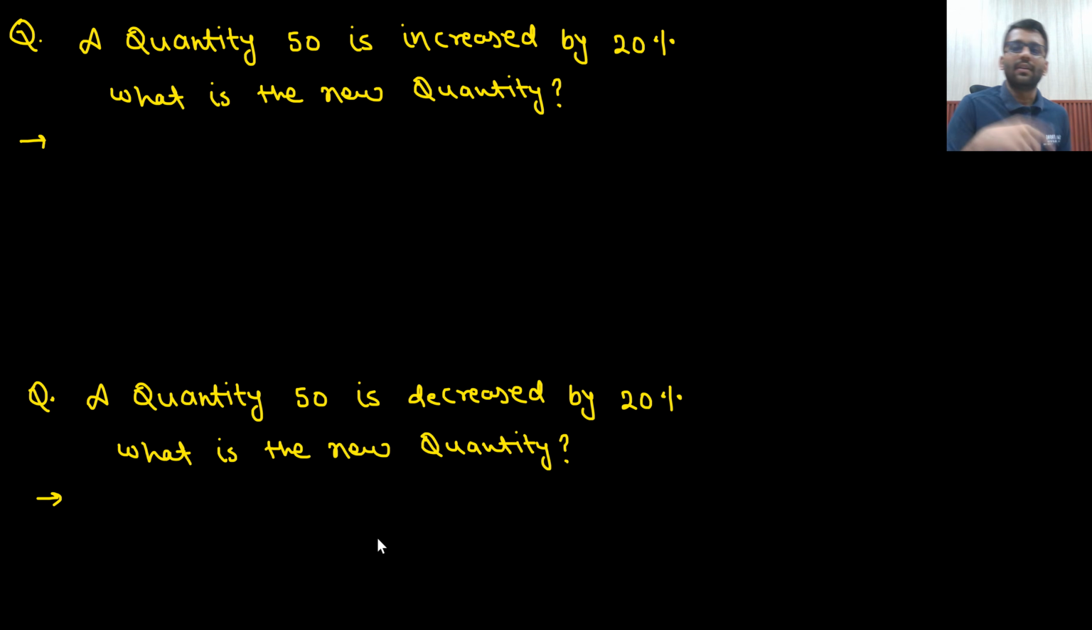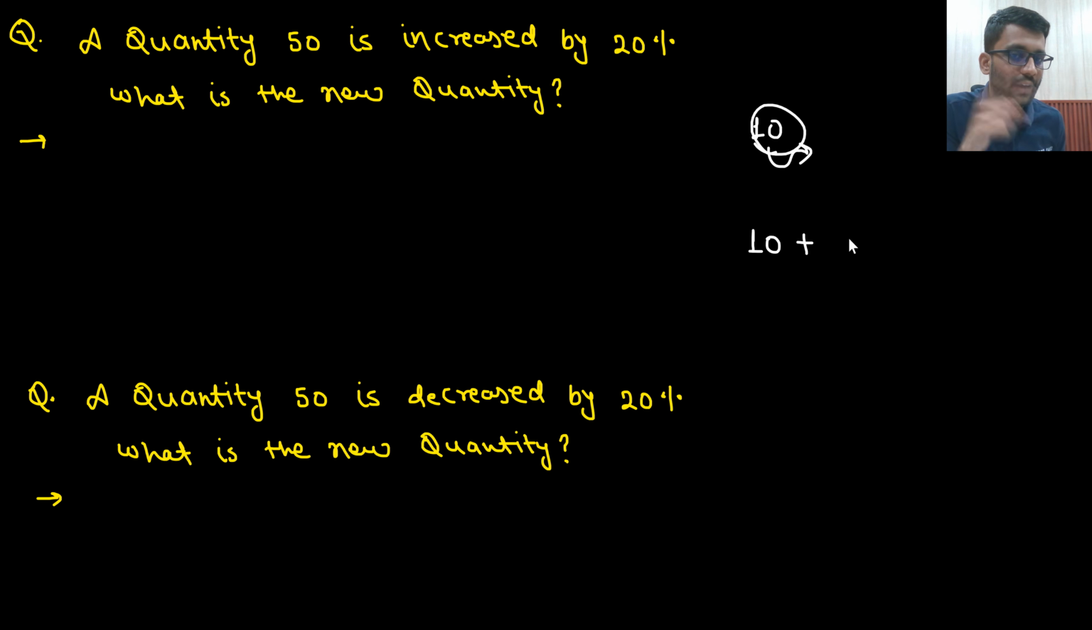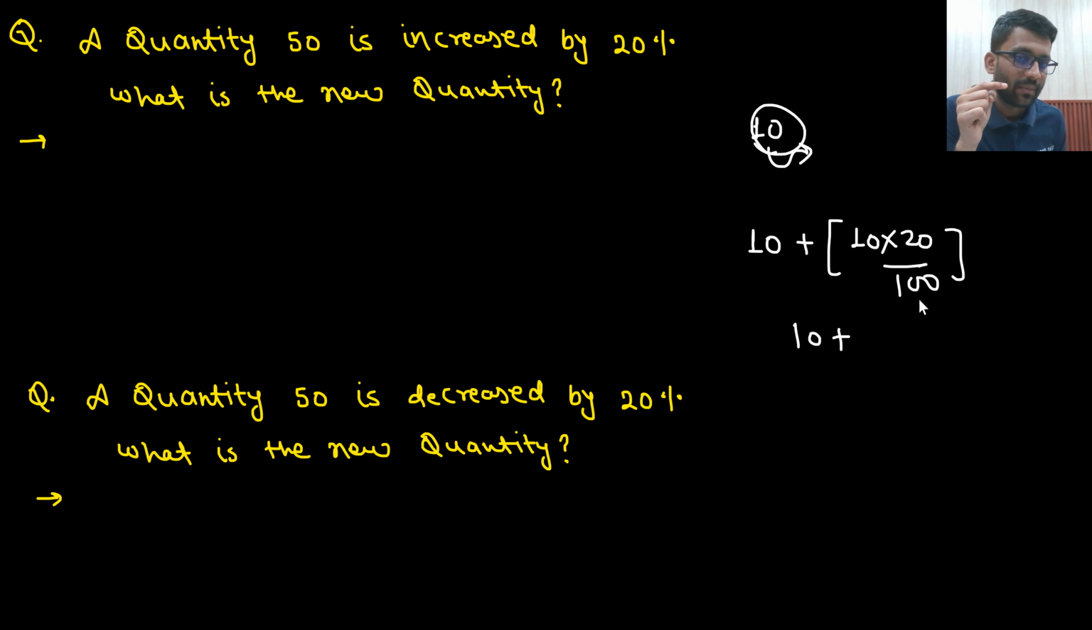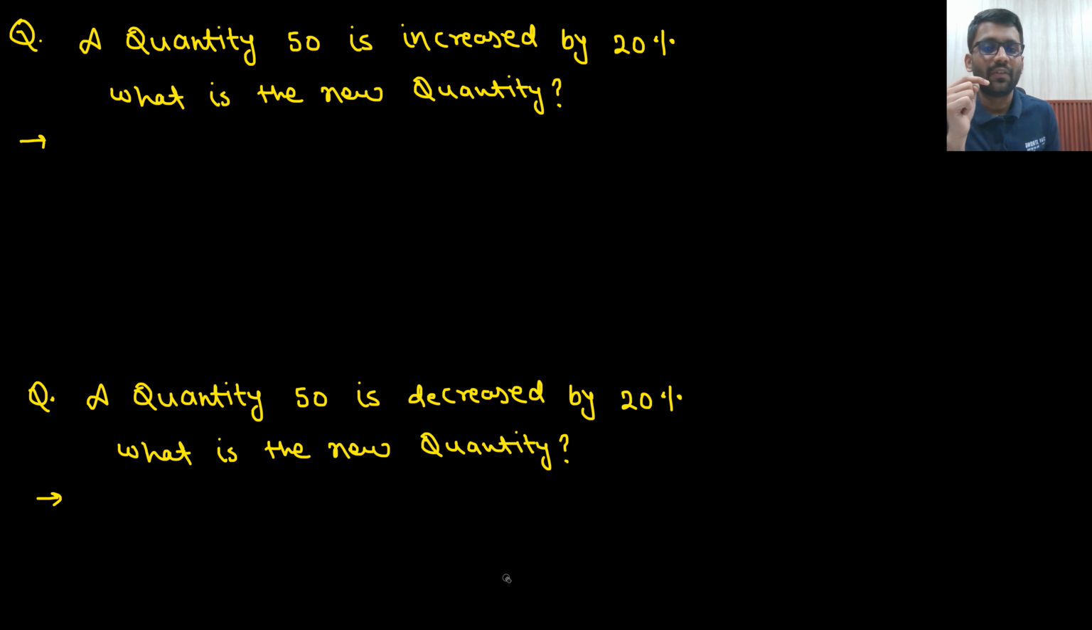Okay. Now I am asking, there is a quantity 50. It is increased by 20%. What is the new quantity? Say I got 10 marks and my marks got increased by 20%. That means it was increased by 20% of this. Initially I used to get 10 and then it got increased by 20%. So 20% of 10 is 2. Now 10 plus 2, so the answer is 12. Similarly, I am having 50 and it got increased by 20%.